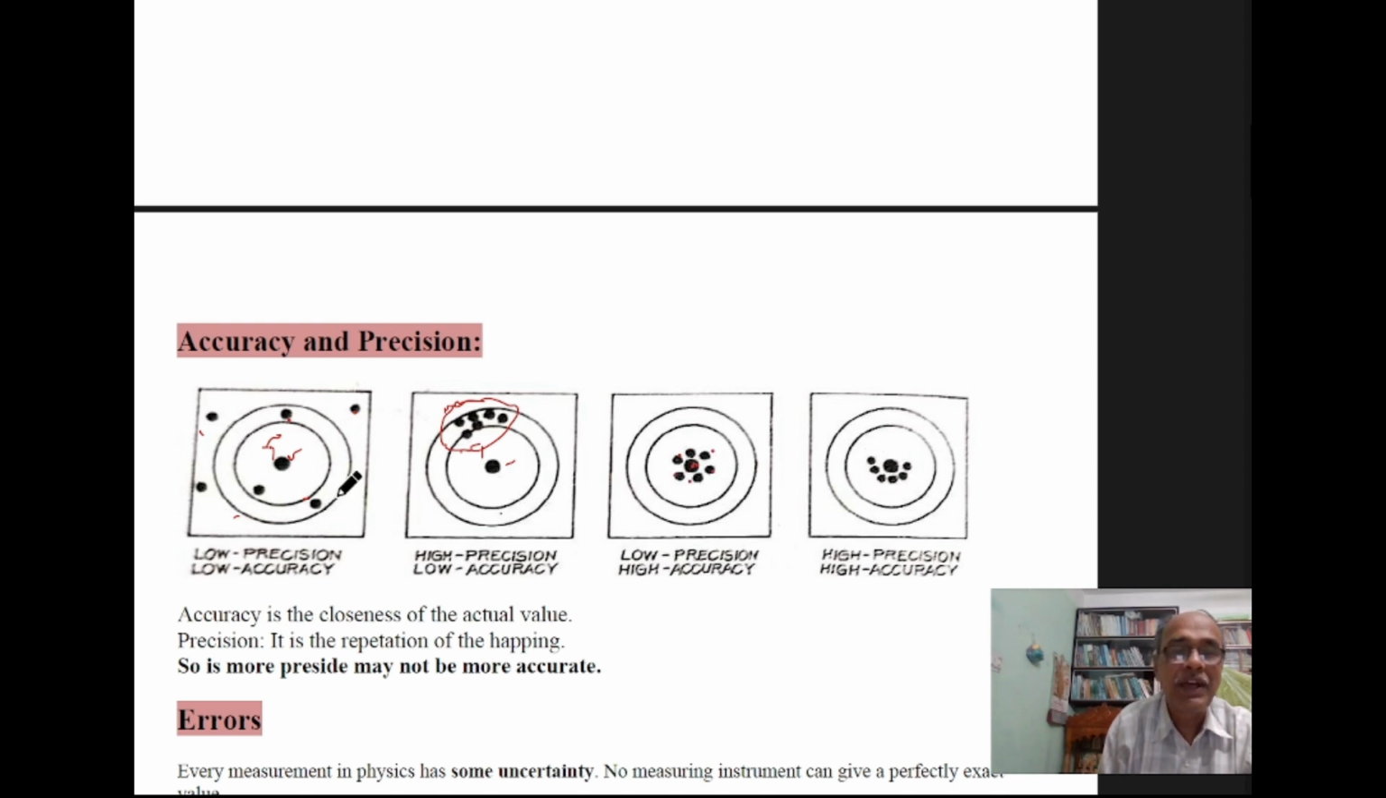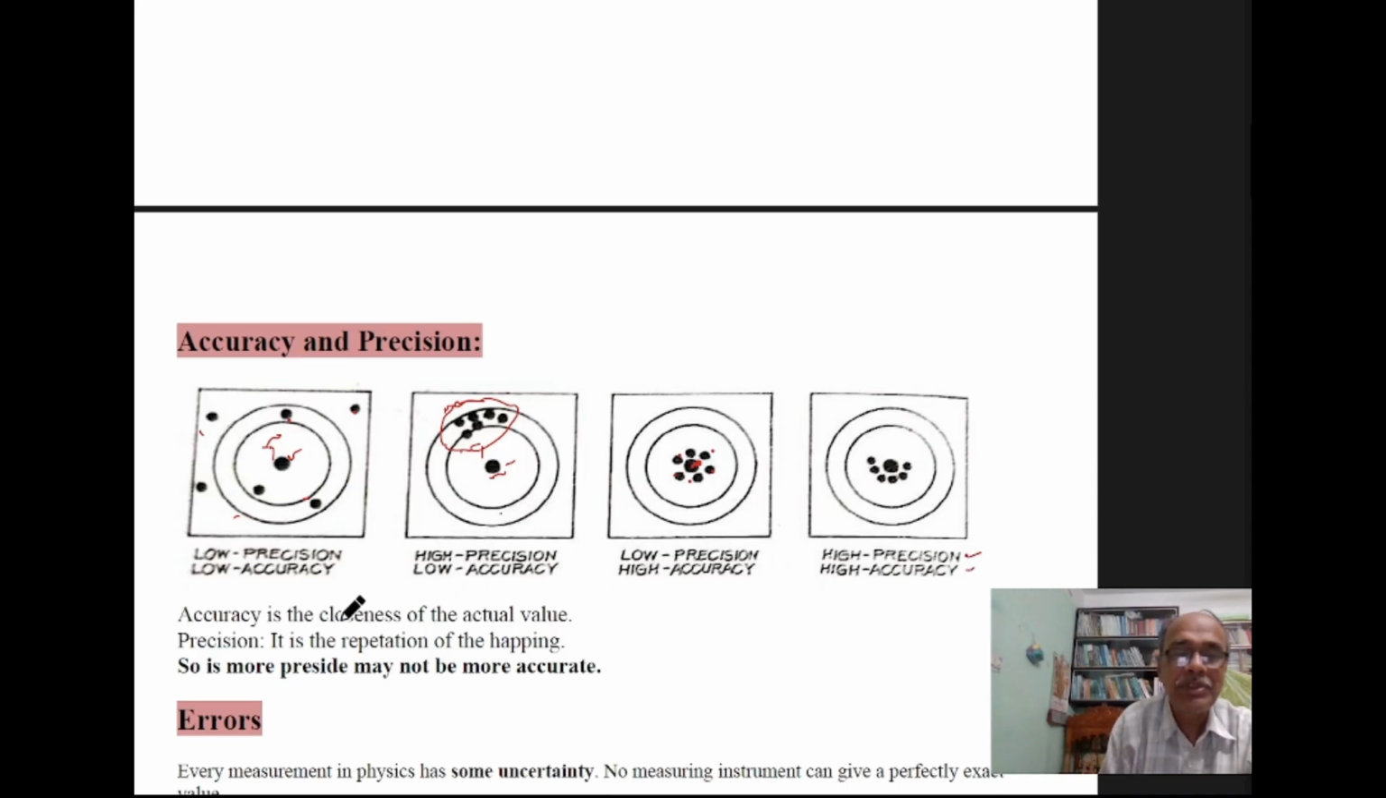First is low precision and low accuracy, hitting different places. Now here it is high precision. Your target is here, but whatever you are aiming at, all hits are at one place here. And in the third figure, this is the actual target value and you are hitting here. Here it is low precision but high accuracy, close to the actual value. Here you see it is close to the actual value, and all hits are very close. So it is high precision and high accuracy.